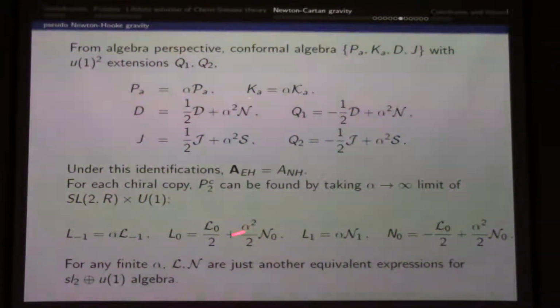To understand that, you can also take each chiral copy of the conformal algebra by taking alpha goes to infinity limit of this SL2R cross U1. So the dilatation will have a linear combination, and as alpha goes to infinity, these parts will get cancelled, and so you are left with the Newton-Hooke algebra. But for any finite alpha, you can convince yourself this curly L and N are just another equivalent expression for this SL2 U1 algebra.